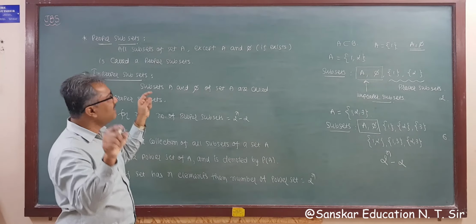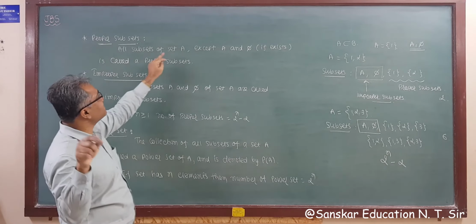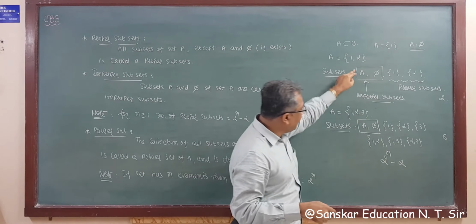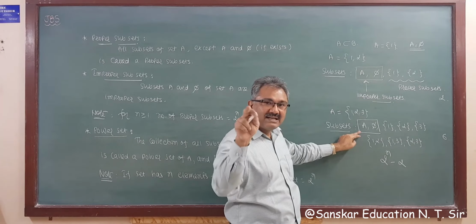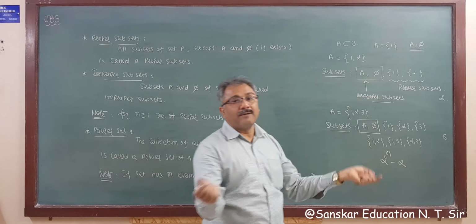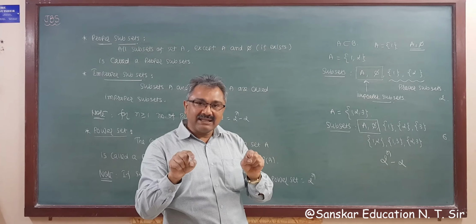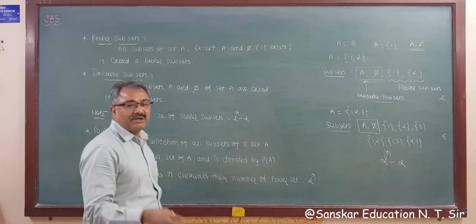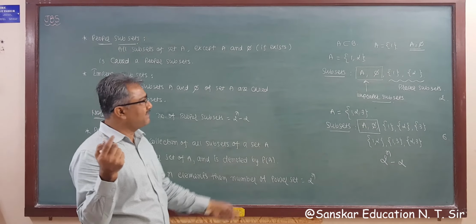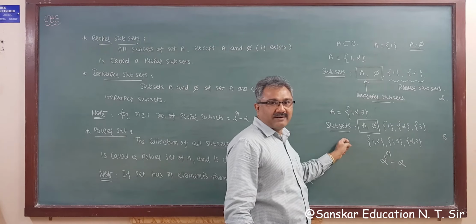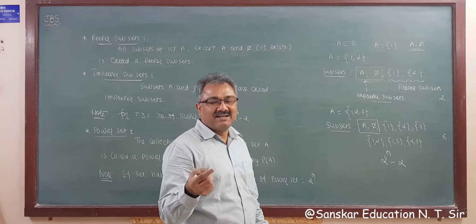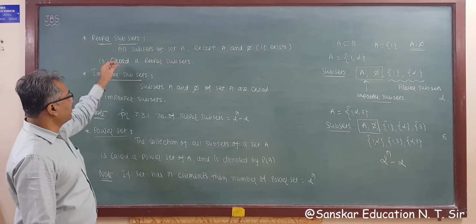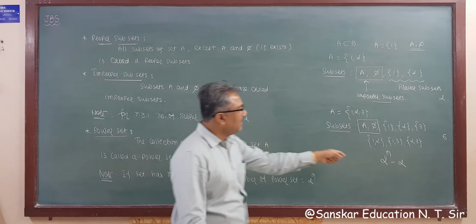So now it is clear. The definition of proper subsets: all subsets of set A except A and phi, that is, except that set A and the empty set or null set, are called proper subsets, and A, that is that set, and the null set are called improper subsets. So each set has 2 improper subsets for n greater than or equal to 1, right? And for the empty set there is only one improper subset, phi itself, right? So remember this. This is the formula we derived.